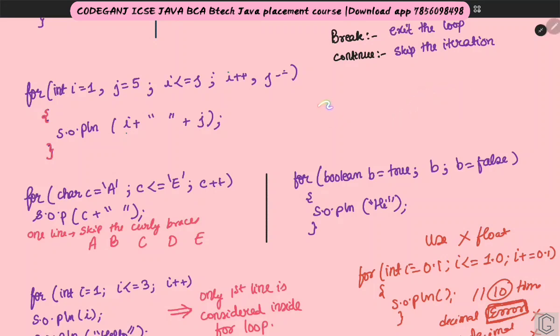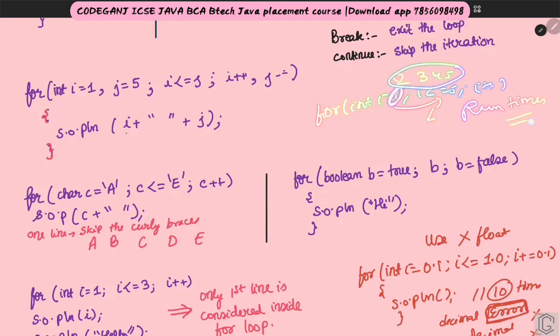What I mean to say is, suppose you have for (int i = 1; i <= 5; i++). So this loop will run 5 times. One time the value of i will be 1, the condition is true, it will come inside. Then the value of i will be 2, 3, 4, 5. So this loop will run 5 times.